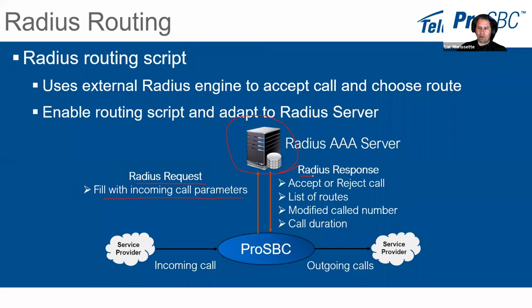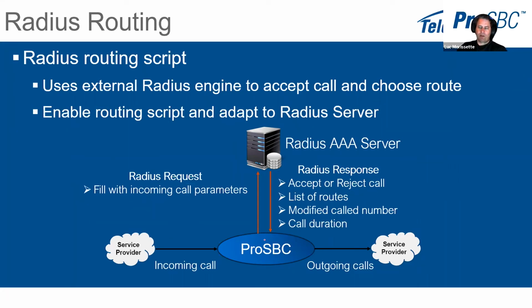And all this information is returned in a radius response with specific parameters like accept or reject the call, the list of routes, the new call numbers for each of those routes, the call duration also for each of those routes. When the SBC receives all those parameters, it will take those parameters and apply them to the right configuration so that the outgoing calls can be made according to the list of routes that was received. Depending on a radius server, we may have to send different parameters here, and possibly the reception of data here is different as well.